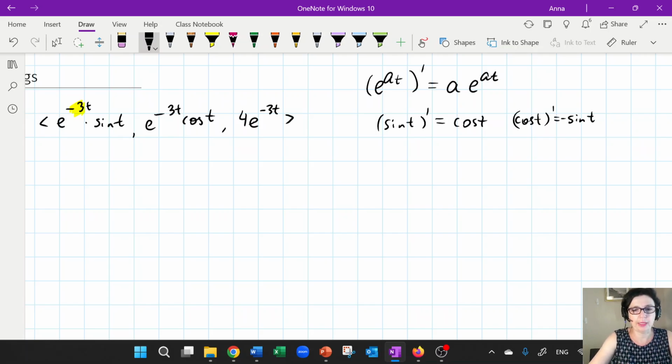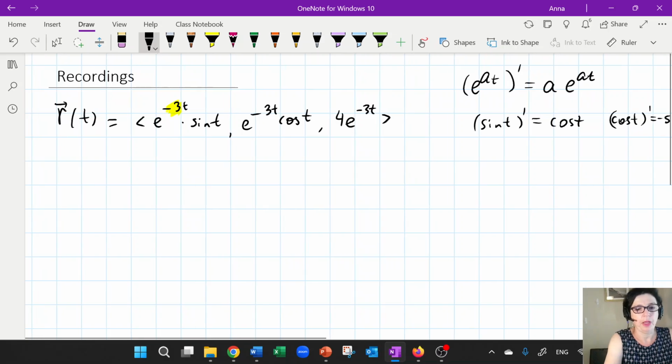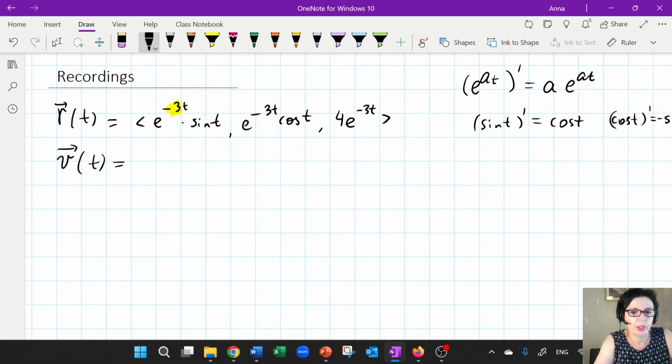Okay, so with that said, let's take a look at the first derivative, which is the velocity vector. Now, we do have to use product rule here. Why do we have to do that? Well, because you have two functions that are multiplied and each one has a variable in it. Whenever we have something like this, we must use product rule.